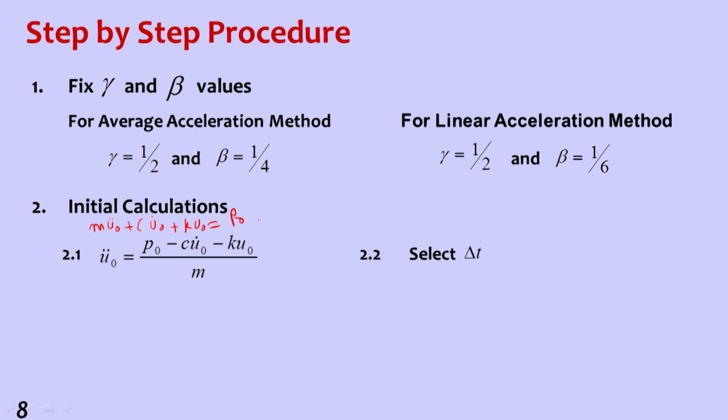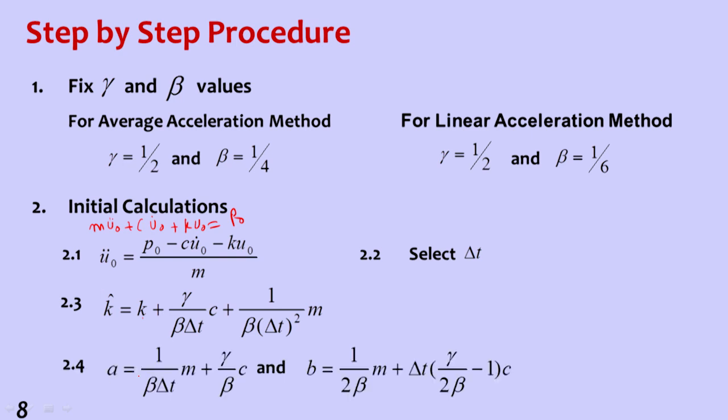From that we get the initial acceleration. Now select delta t and then find k cap. k cap is equal to k, the known stiffness of the system, plus gamma by beta delta t times the damping value c, plus 1 by beta delta t square into m. All of these are known, so k cap is a constant value. Then we find a and b. a depends on the mass and damping parameters, gamma and beta values, and b also depends on the mass and damping parameters, gamma and beta, and the time step. So we find the values of a and b.